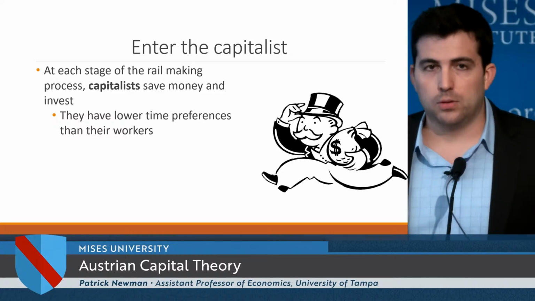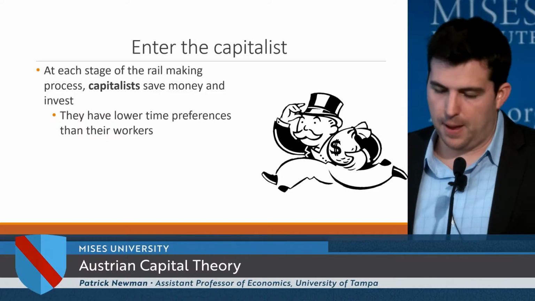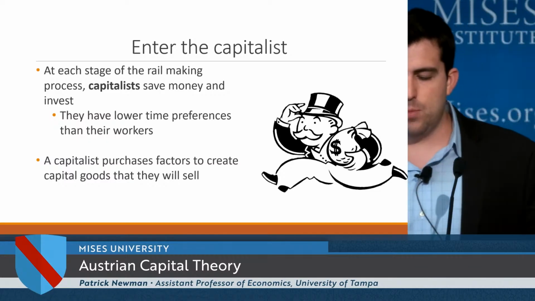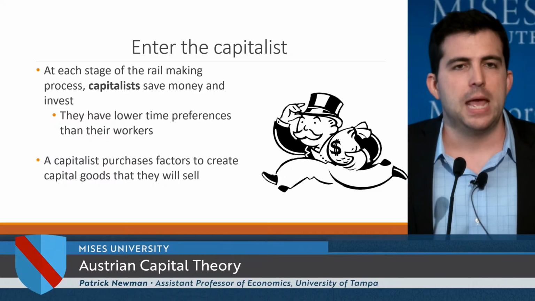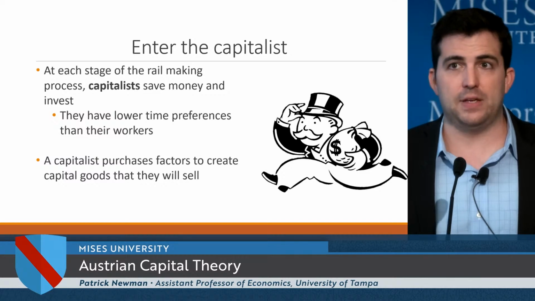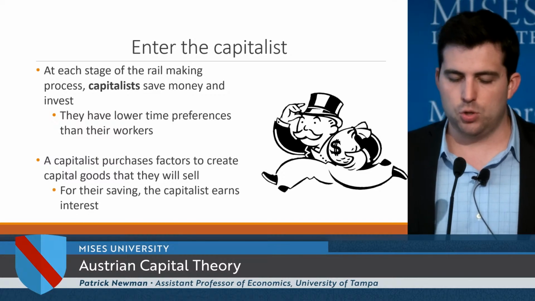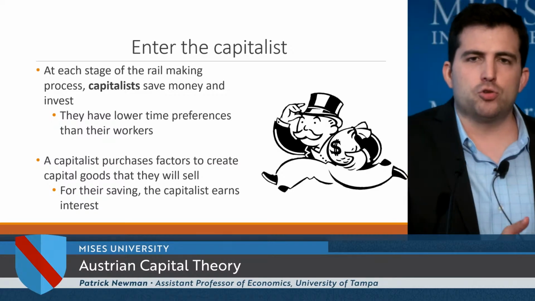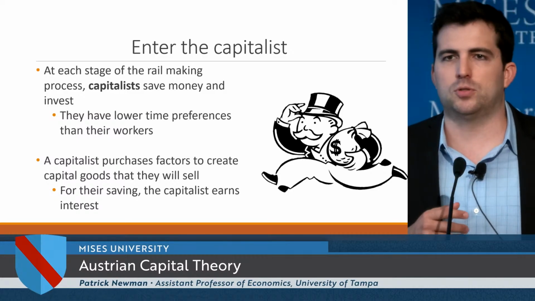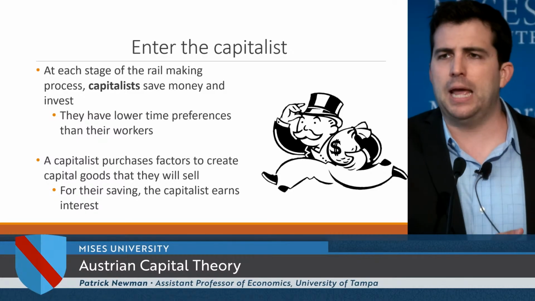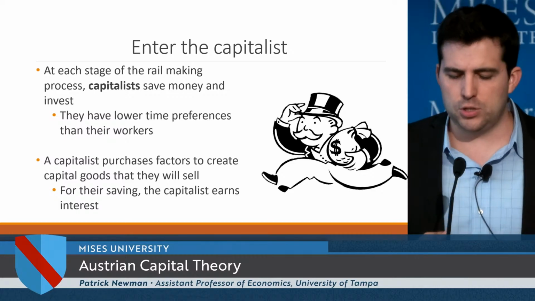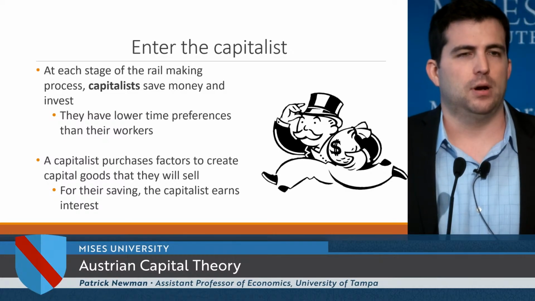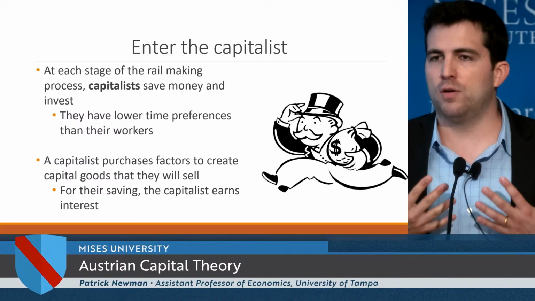And in doing so, they're going to earn interest, as we'll talk about. So a capitalist is going to purchase factors of production to create more capital goods that they will sell. And in return for their savings, they are going to earn interest. So capitalists could spend $100 on buying capital goods produced by another capitalist, by hiring some labor, purchasing some natural resources, and so on. And then they're going to sell it in the future for $105, and they're going to earn 5% interest.